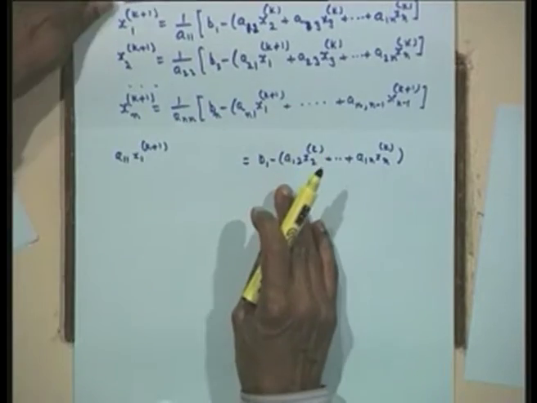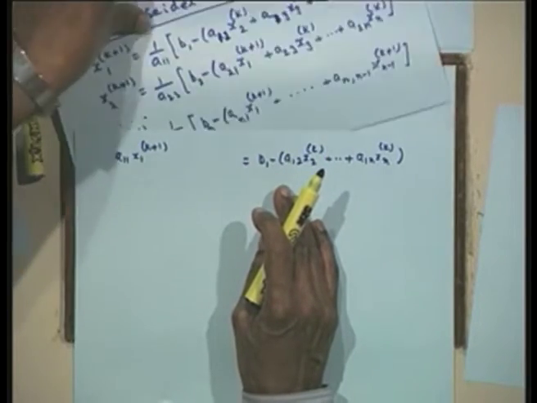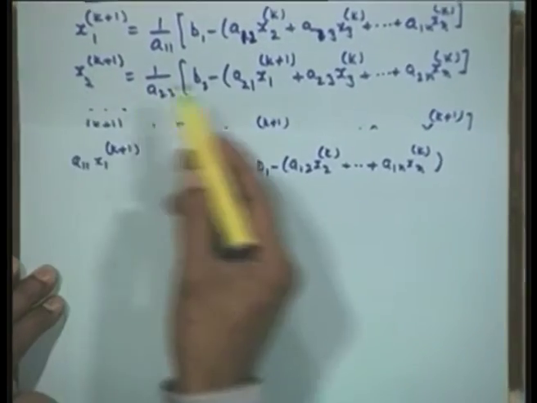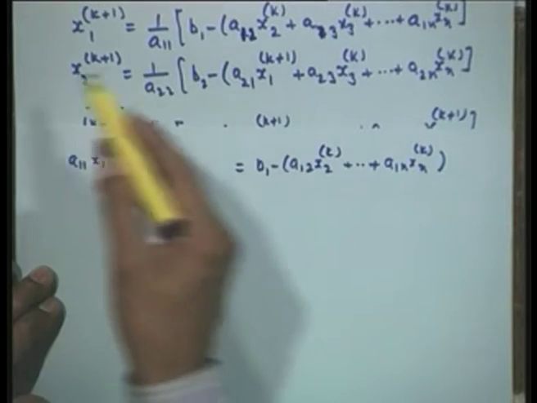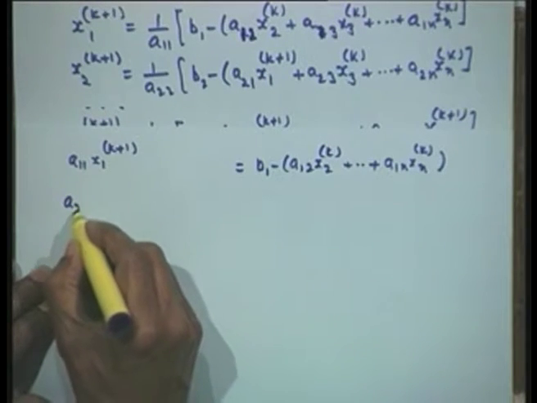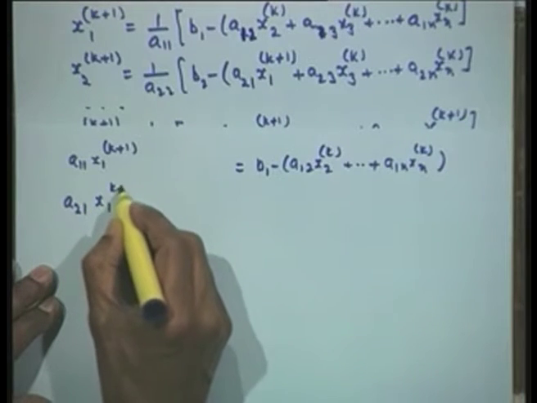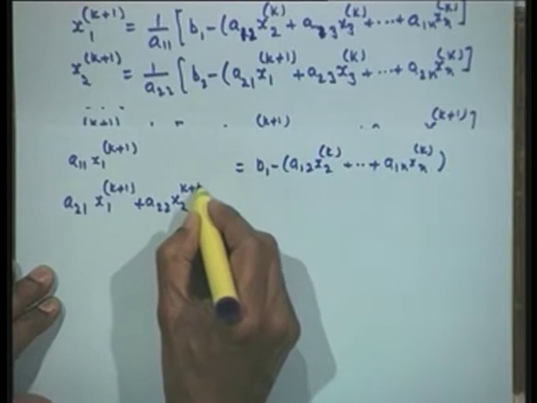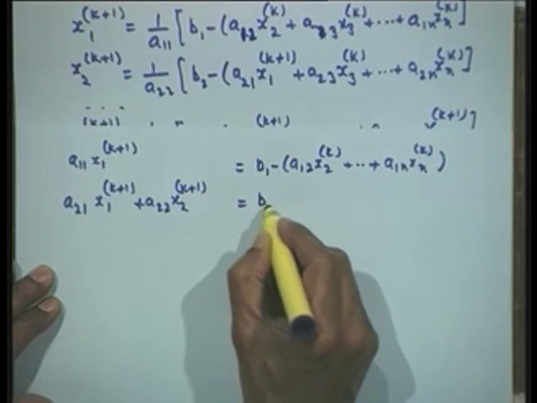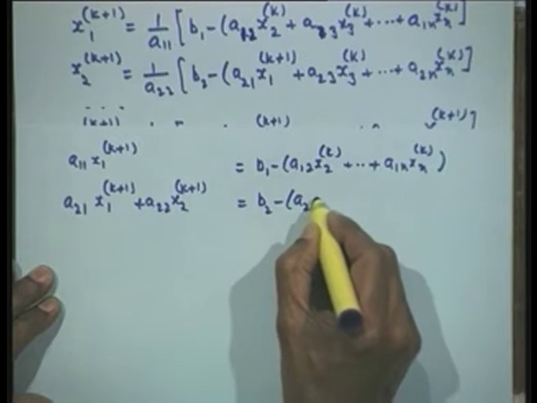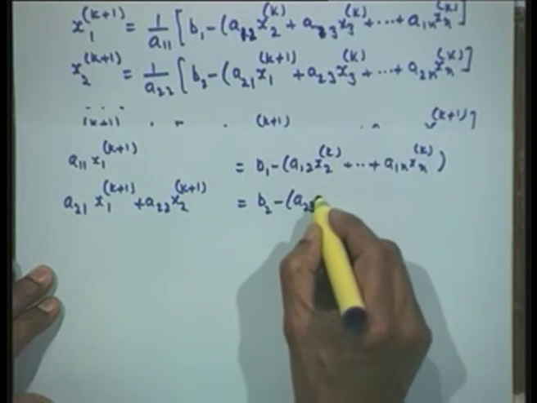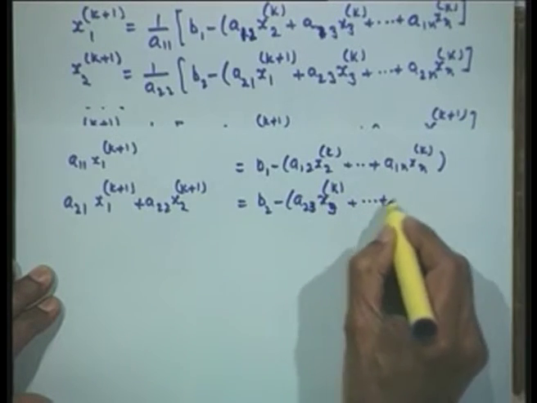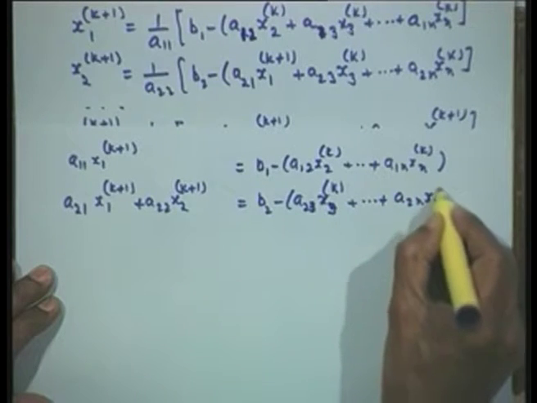Now, you can see if I go to the next equation, the second equation, this is a 2 2 x 2 k plus 1 and this is also a current iterate. So, I will bring it to the left hand side. So, I will write this as a 2 1 x 1 k plus 1 plus a 2 2 x 2 k plus 1, and the right hand side is b 2 minus a 2 3 x 3 k, plus so on, a 2 n x n k.